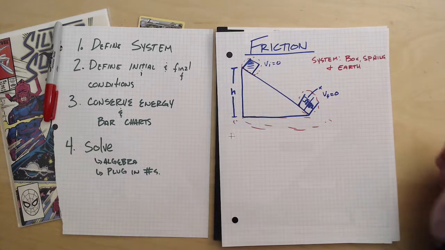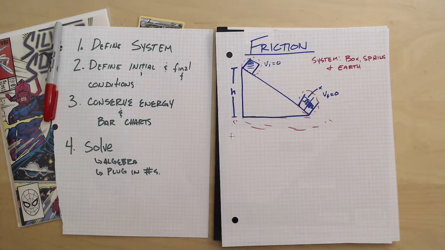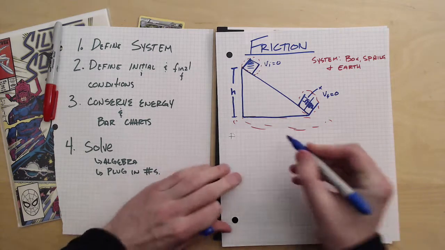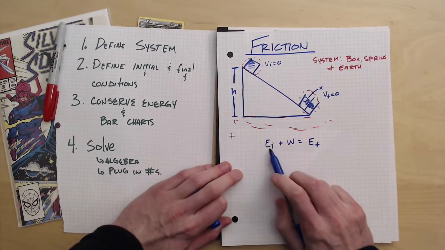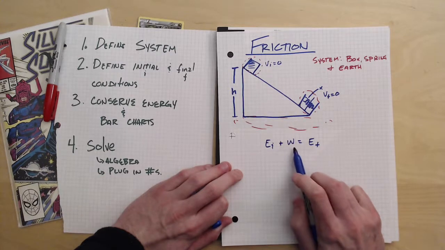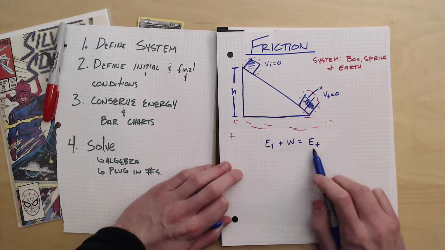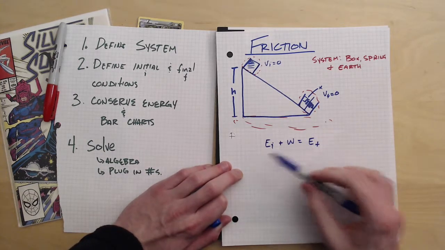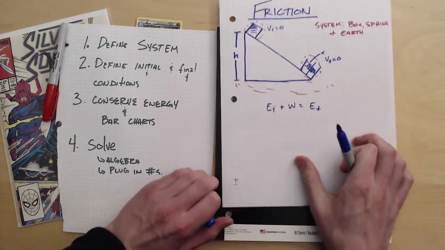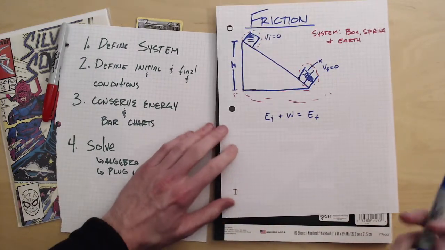Okay? So, step 3, we're always going to conserve energy first and foremost, and then we have to draw our bar charts based on our initial and final conditions in our system. So, as always, we're going to set up our equation. So we have the total energy initial plus the work of the outside forces is equal to the total energy final. Okay? So we need to write down all of the energies that we know about in the system that could possibly exist in this situation.